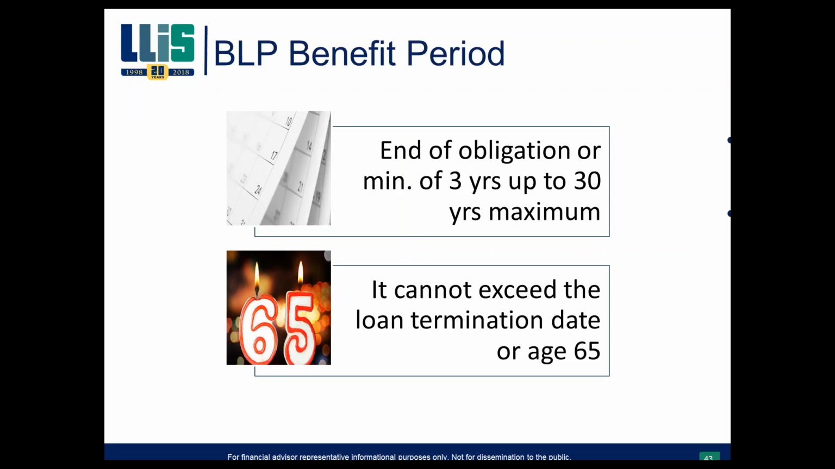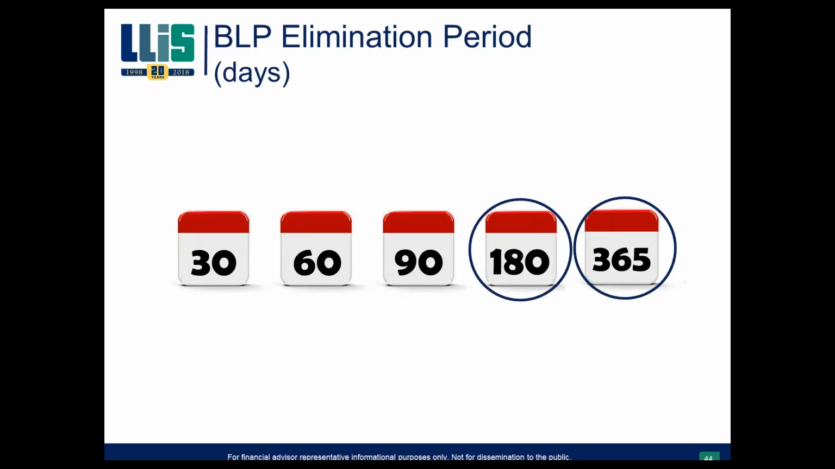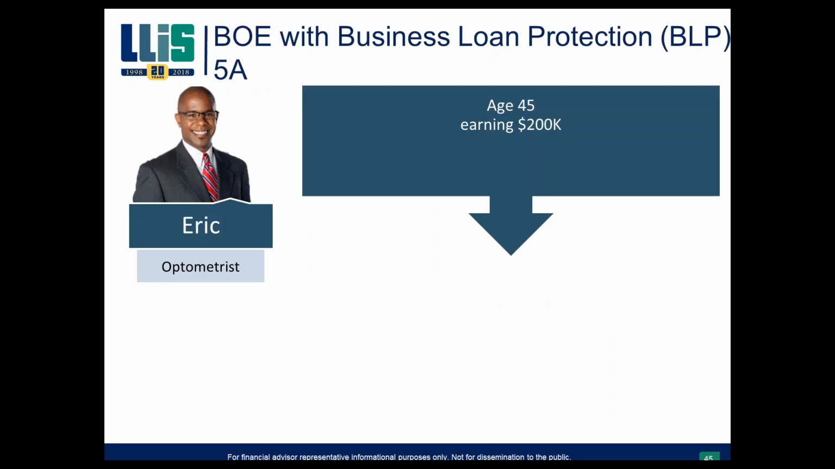So the way it works is it's there until the end of the obligation. You do have to keep it in place for at least 3 years or up to a 30-year maximum. If you pay it off early, not a problem. We just cancel it, but it cannot go beyond age 65 or the loan term, okay? And this one has the 30, 60, 90-day elimination period, just like the BOE, but it also has 2 extra elimination periods, the 180 and the 365 as well.